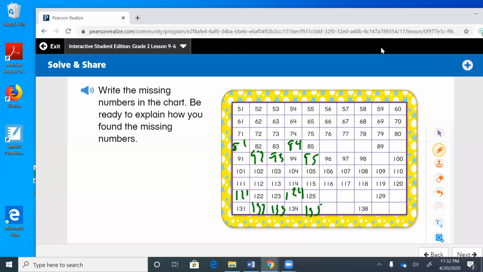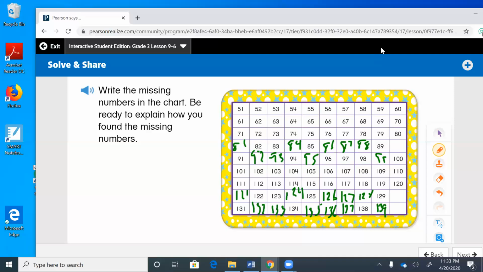135. 56, 66, 76, 86, 96, 106, 116, 126, 136. 57, 67, 77, 87, 97, 107, 117, 127, 137. 58, 68, 78, 88, 98, 108, 118, 128, 138. 59, 69, 79, 89, 99, 109, 119, 129, 139.